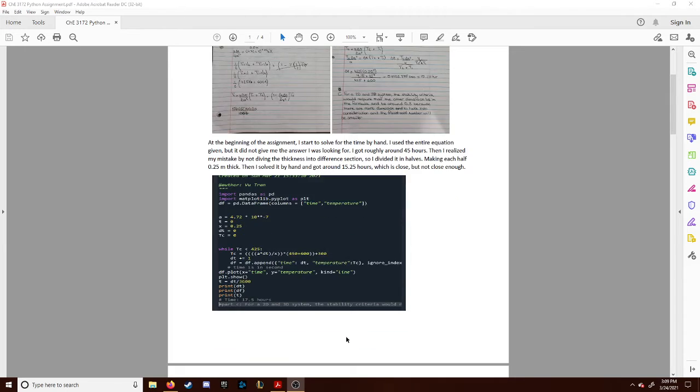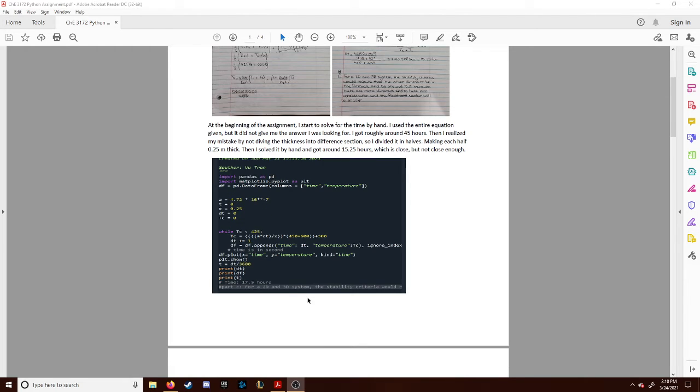So to do this, I have to create a while loop to create the data as it goes over time. And so I want to set it up so that it will stop when Tc reaches 425, because that's the temperature in the middle. And so I set dt to be equal to 0 because it starts at time 0. Then it will add 1 second every time the loop goes through.